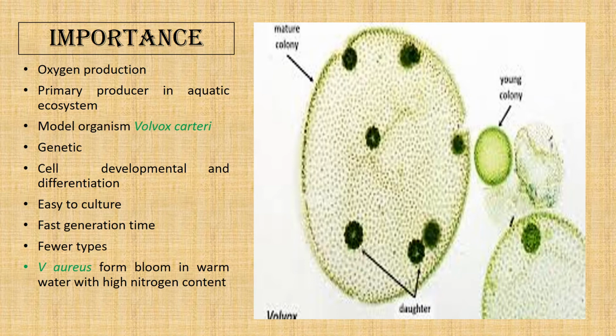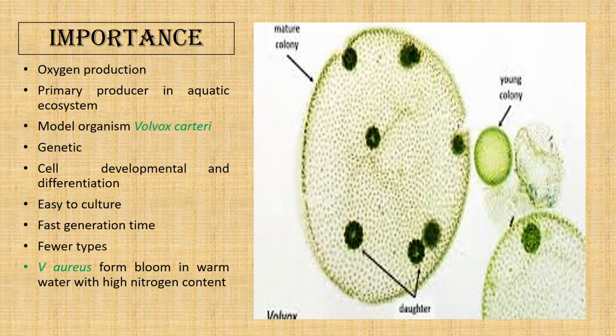But sometimes it happens that certain Volvox are negatively buoyant also. For example, Volvox barberi, they have to swim, that is, they have to continuously swim with their flagella in order to stay afloat.